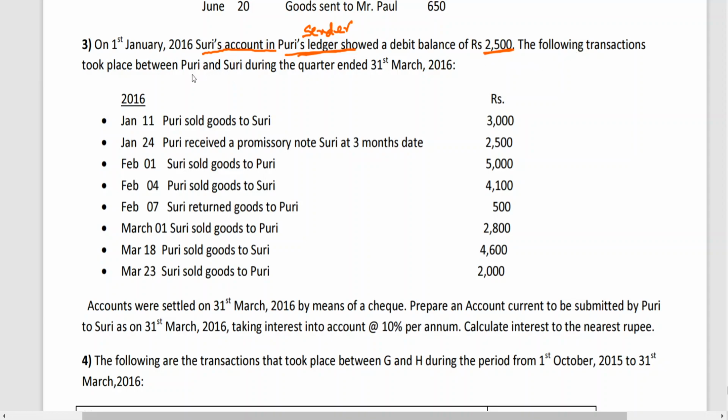The following transactions took place between Puri and Suri during the quarter ended 31st March 2016. Puri sold goods to Suri. Now, which account are you opening? Suri. Puri sold goods to Suri means Suri is buying the goods. From whom is it buying the goods? Puri. The entry is, you can understand, purchases account debit to Suri.